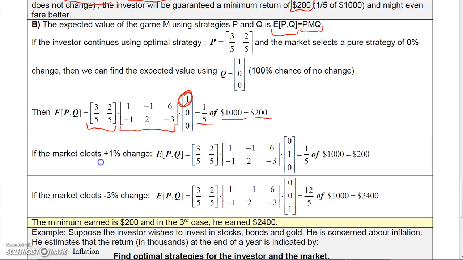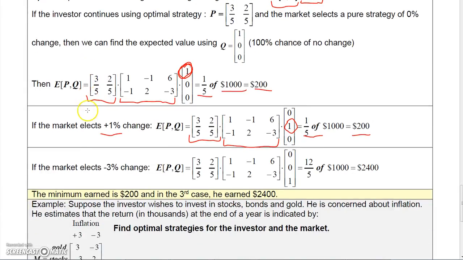Now, if you go to the plus 1% change and multiply this, I took this matrix times the game matrix, and then the Q matrix, the 1 has to be in the middle for the middle value, the middle return, which is plus 1%, and I got 1/5 again, which of course 1/5 of 1,000 would be 200.